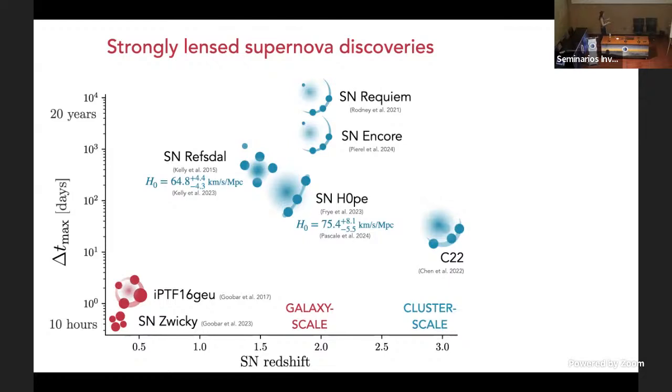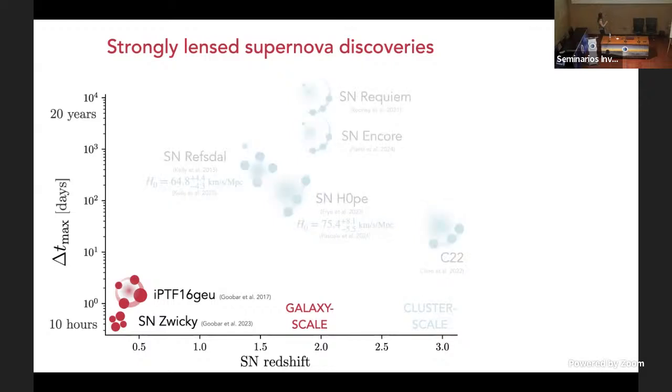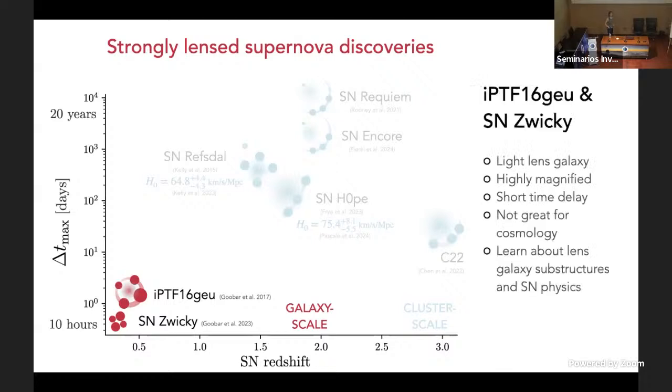Okay, so going back to all the lensed supernova discoveries, we've now had a closer look at two of them, the galaxy scale lensed supernovae 16GU and supernova Zwicky. And we saw that they're quite peculiar and they share a lot of the same properties. Both have a really light lens galaxy, they're really highly magnified, have short time delays, so they're not great for cosmology, but we can use them to learn about lens galaxy substructures and supernova physics.